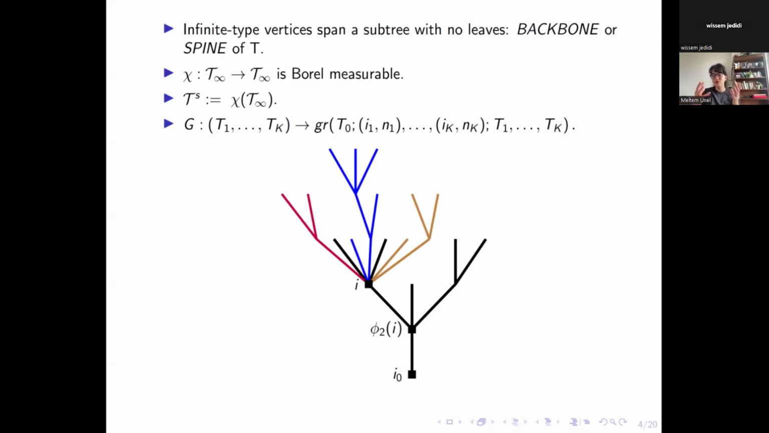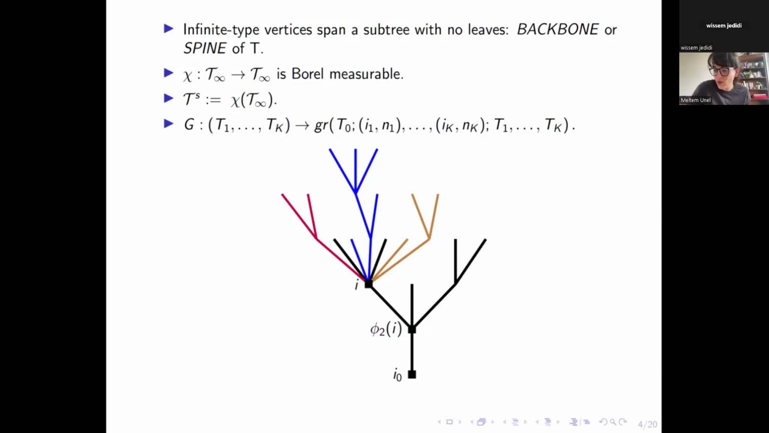If I take the set of infinite trees and look at the image under this spine map, the map that deletes all the finite type vertices, what I get is the space that I denote by TS. S stands for spine, because these are the spinal trees, or equivalently we can call them backbone trees. Why do we want to call it backbone? It's going to be clear towards the end of the presentation.